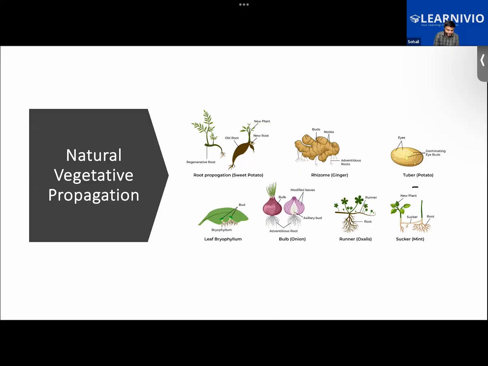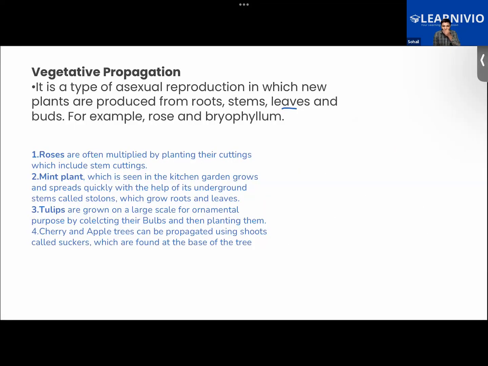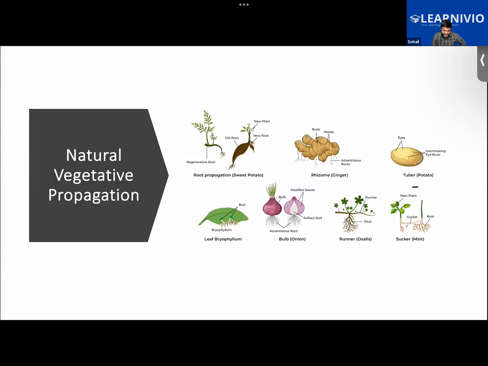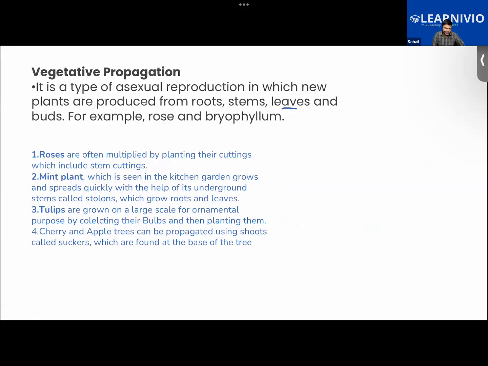Now talking about vegetative propagation. Here, are the reproductive parts involved, or are the vegetative parts involved? Is there an involvement of flowers in this? No. In all these cases, do we ever get to see the flowers? Normally, no. Flowers are not involved while we are growing these kinds of crops. So in vegetative propagation, new plants will be grown either from root, stem, leaf, or buds.